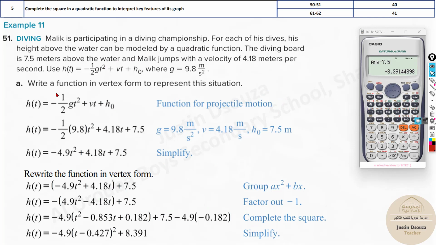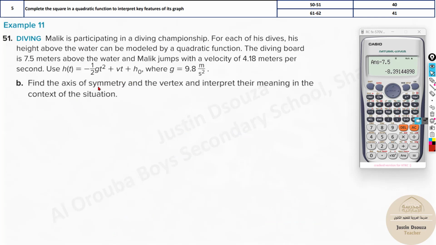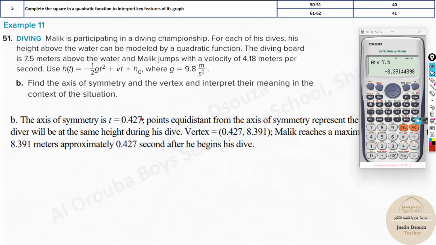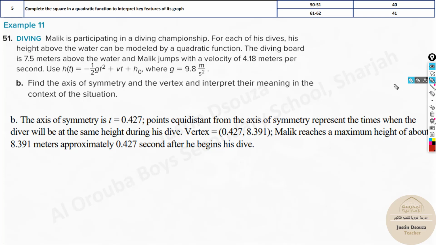Now here they have asked for the vertex form, but this is the first thing you have to do. And then if they ask you the axis of symmetry, you can easily tell this is the axis of symmetry, 0.427, or use the formula for axis of symmetry, that is given by negative b by 2a. So if you apply this formula in the given equation, you can easily get the axis of symmetry.